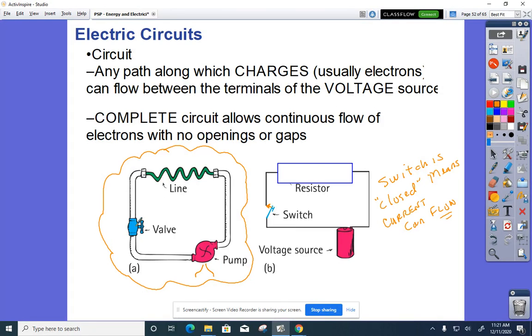Now, in most mechanical systems, there's always some sort of restriction that is going to impede the flow of that water. A restriction in a mechanical system is very much like a resistor in our electrical circuits. And this would be the schematic symbol that we'd use to represent a resistor. Okay, so there we go. A little connection between a mechanical system and an electrical system.